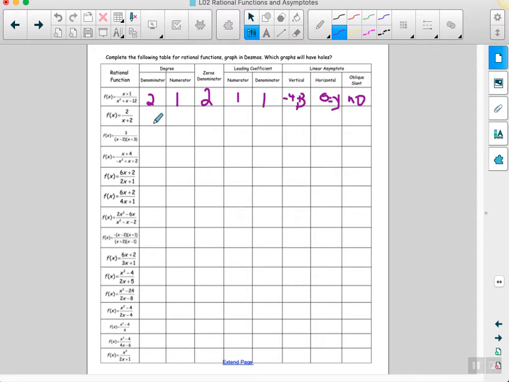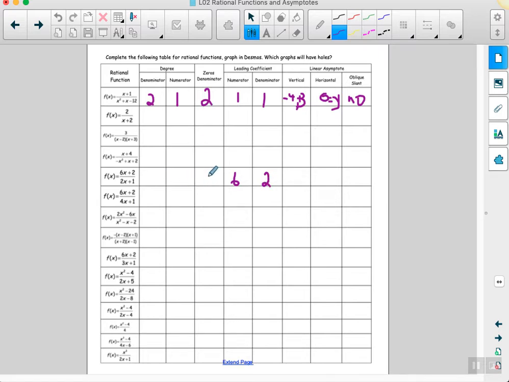So I'm going to suggest you shut this off. It's probably going to take you about 20 minutes or so for you to fill all of these in. So I modeled what you're doing. Remember the leading coefficient: find the term with the highest degree. For example, if we're looking at this one, the leading coefficient of the numerator is 6. The leading coefficient of the denominator is 2.